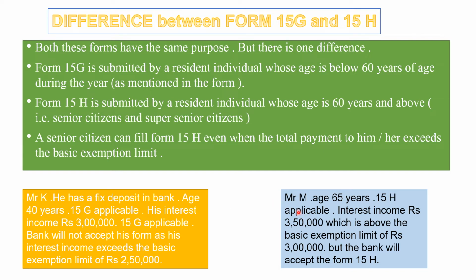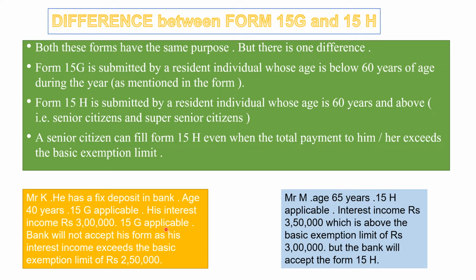In the second case, take Mr. M. His age is 65 years. Which form? 15H, because he is over 60. Interest income is 3,50,000, which is above the exemption limit of 3 lakh. But the bank will accept the Form 15H. Why will it accept it? Because this is another difference between Form 15G and Form 15H.